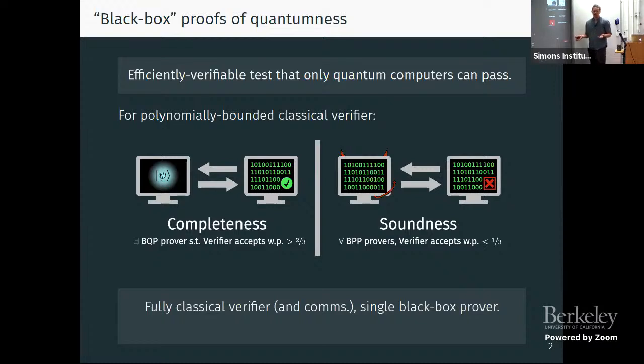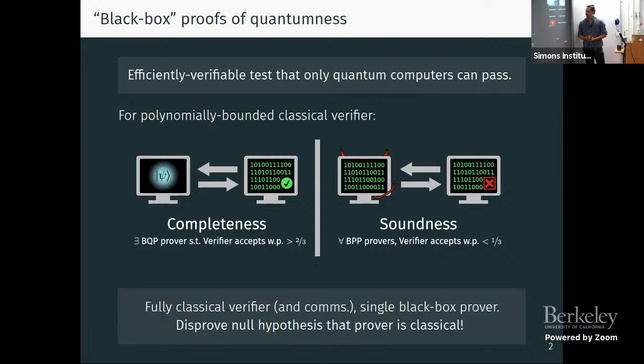The prover is a single black box. So, Urmila mentioned that there are some protocols in which we have two provers that can't communicate, and this gives us some extra power. But in this case, like in the talk that Urmila was giving, we're just going to use computational assumptions and interact with a single classically communicating black box.